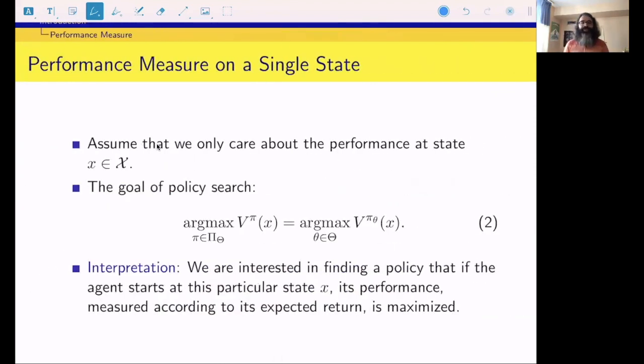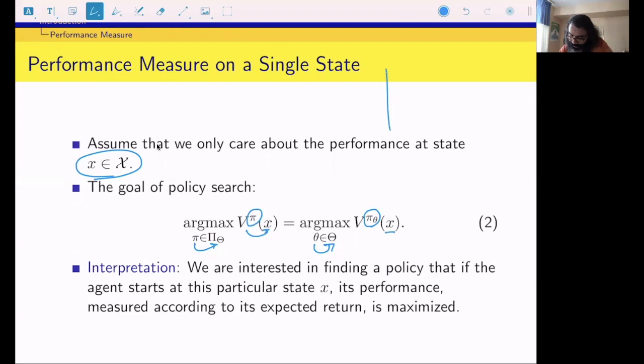Okay, so let's start from a simple case, and then we see what the challenges are, and then we gradually extend. So we consider the simple case that we only care about a single state, x. So we want to maximize the performance there. So the goal is to find a policy in pi of theta where the value of that policy at that state x is maximized, which can equivalently be written by saying that we want to find a parameter theta in the parameter space such that v of pi theta at that state x is maximized.